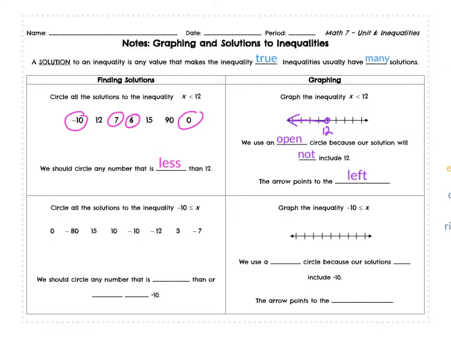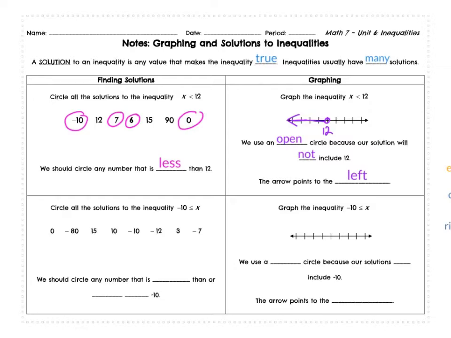I highly, highly, highly recommend to you that no matter where the variable is, on the right or the left, whenever you're reading this aloud to yourself or in your head, you always want to start from the variable. It's very important to find that variable and read your statement that way because that's how you're going to find solutions. So x is greater than or equal to negative 10 is the way that I would read this inequality.